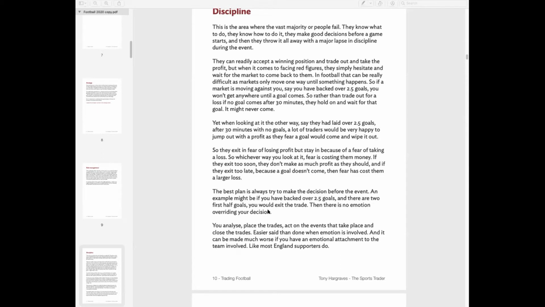So the best plan is always try and make your decision before the event starts. An example, maybe we've backed over 2.5, and if there are 2 first half goals, we're going to get out. There's no emotion overriding your decision. You've made the decision before the game. There's my bet. If there's 2 first half goals, I'm out. And then when it happens, your brain's not stressing you out, because you've already made the decision. So now you've just got to execute it.